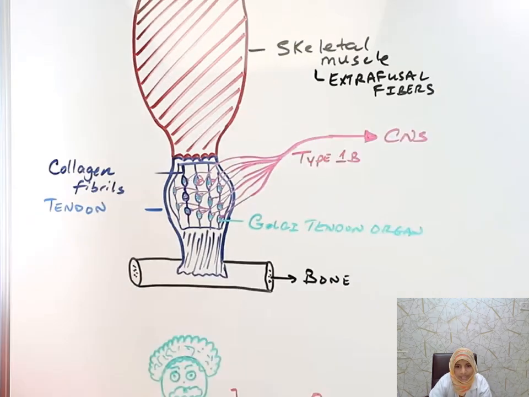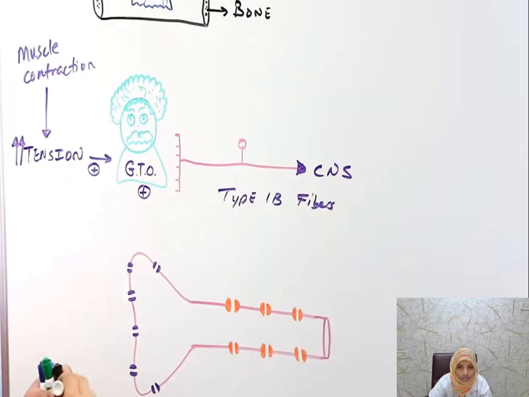And what is the sensory afferent? It is type 1B fibers. So the afferents are type 1B fibers. This afferent is going to go to the central nervous system, that is the spinal cord. So whenever muscle is contracted, there is increase in the tension developed, and it is going to stimulate our Golgi tendon organ. I have made an image for this. It is a cranky image because there is increase in the tension. So whenever GTO is stimulated, the afferent is carried via the type 1B fibers.